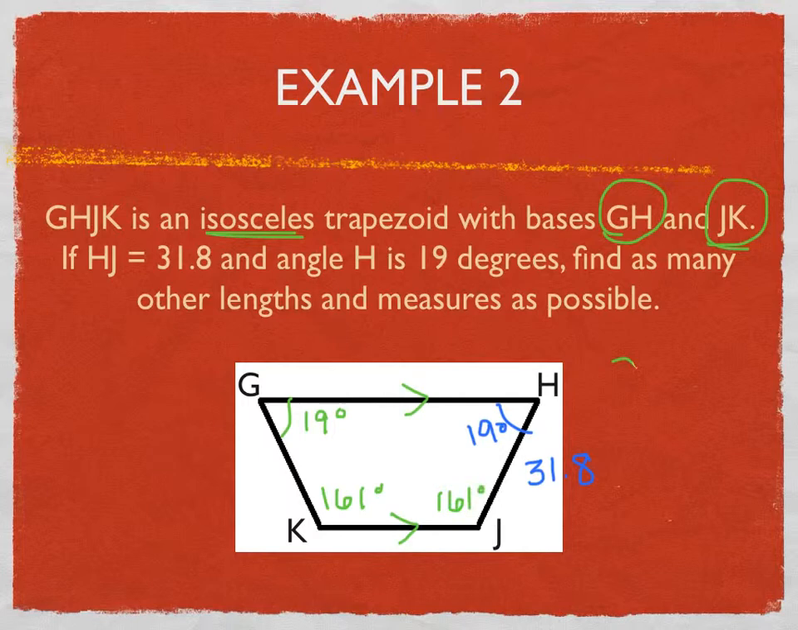One more thing. Caleb, go ahead. GK length is 31.8. 31.8 also, yep, because in an isosceles trapezoid, these two have to be equal. Do I have any information that would get me the length of GH or KJ? No, but I can get everything else. Okay? Feeling good about trapezoids? I hope? Okay.